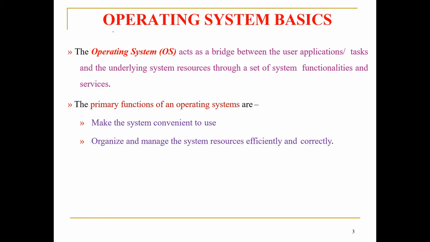So, operating system basics. An operating system basically acts as a bridge between the user applications or tasks and the underlying system resources through a set of functionalities, services and protocols. So your operating system acts as a bridge between the task that your user wants to perform and the resources present in the embedded system.